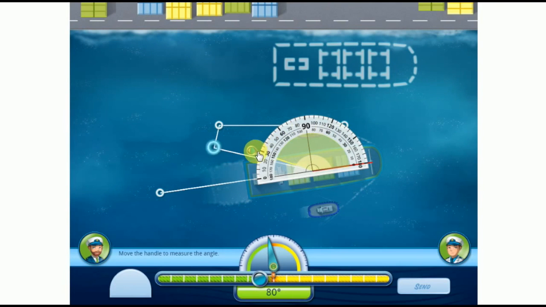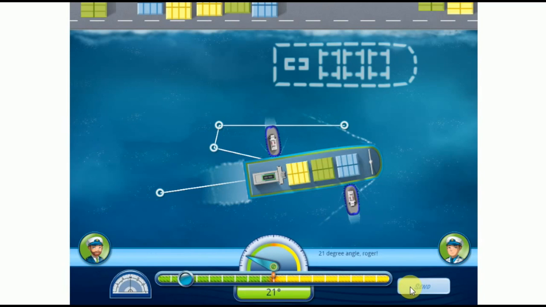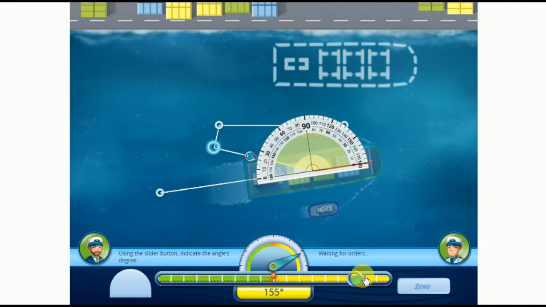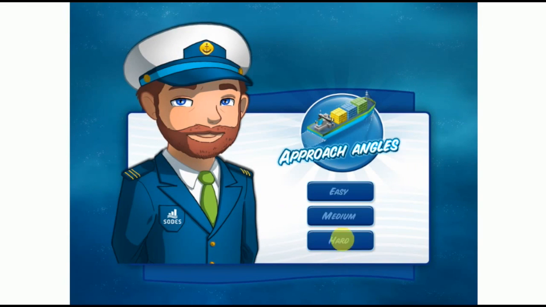This time they are asked to indicate the angle's exact measure instead of its type. And if the player makes an error, the ship moves in the wrong direction and the player has to begin the maneuver over again. Once this level has been completed, players can move on to the hard level.